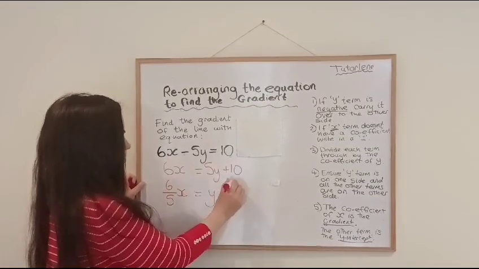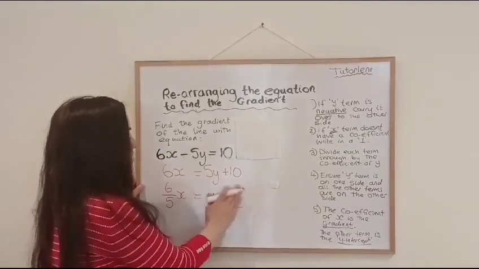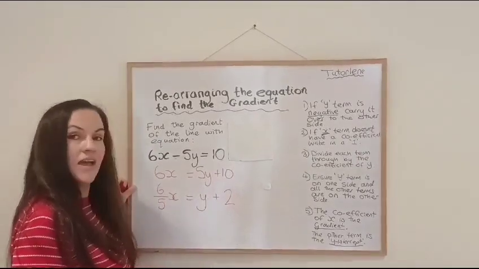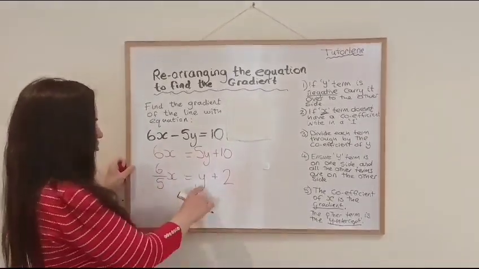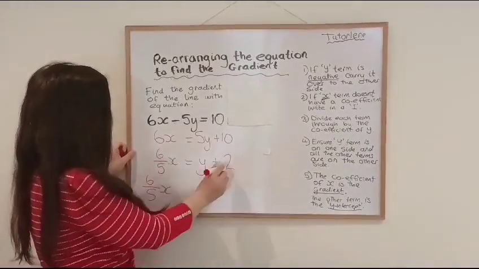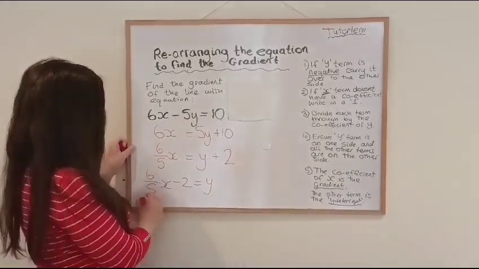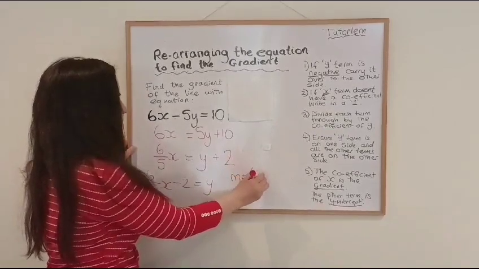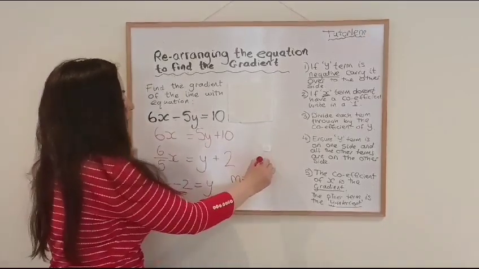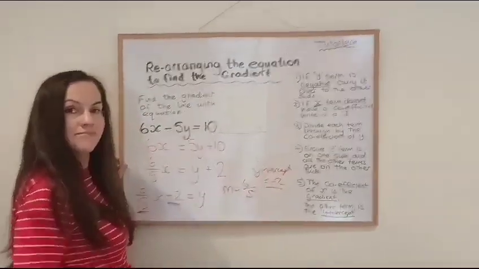And that just becomes y on its own. And then that's 10 divided by 5. We know that we can simplify 10 divided by 5, that's just 2. And then it says ensure that the y term is on one side and all the other terms are on the other side. So we can keep y here and just take the 2 over. So we've got 6 over 5x, and it will be minus 2 equals y. So the coefficient of x is the gradient, so 6 over 5. So gradient is 6 over 5. The other term's the y-intercept, which is that one there. So the y-intercept is negative 2. We're going to do another example.